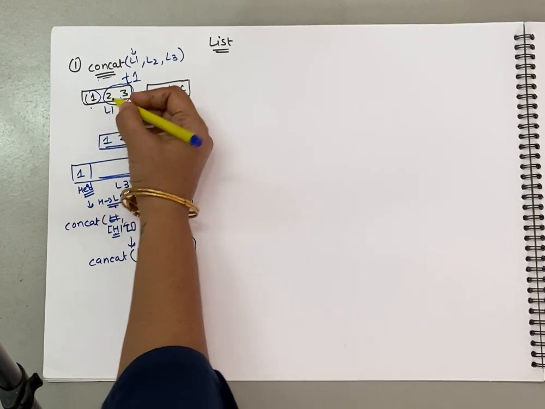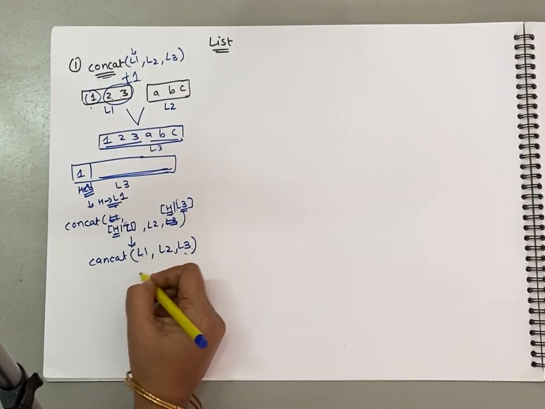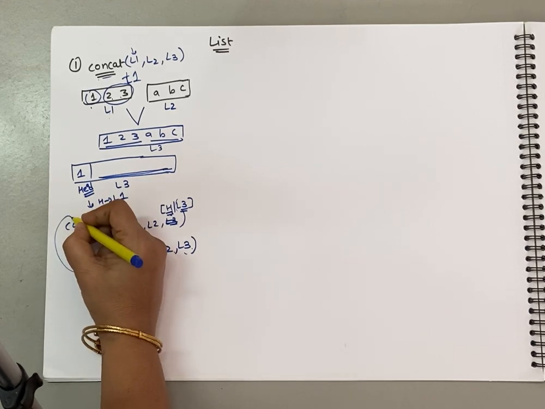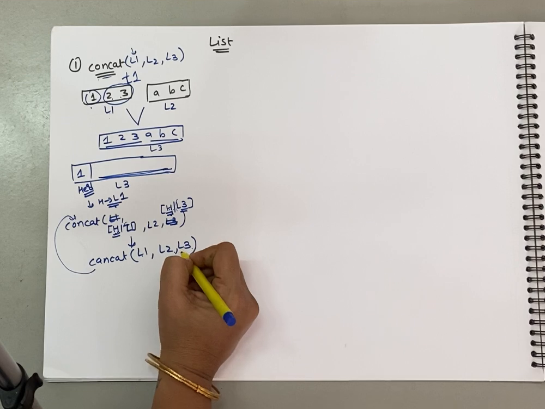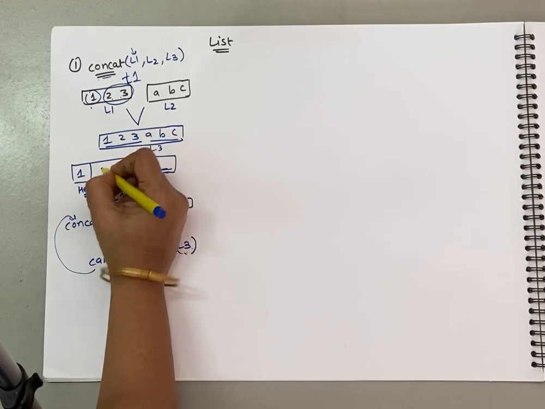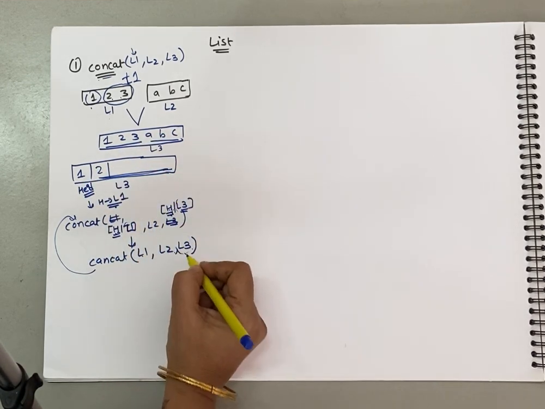So what will happen now? The L1, L2 and L3. Now once again the call will be made. So it will go over here, and what will happen? The head element will be copied in this resultant list. So 2 will be copied over here, and the remaining will be called L3.